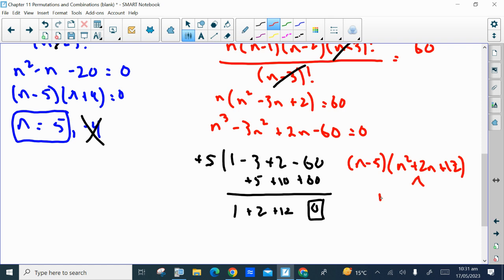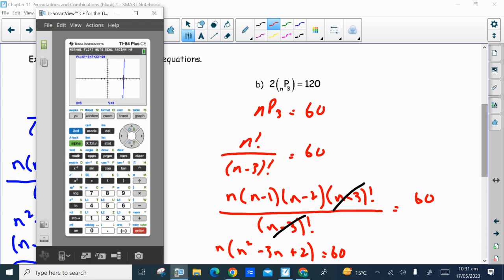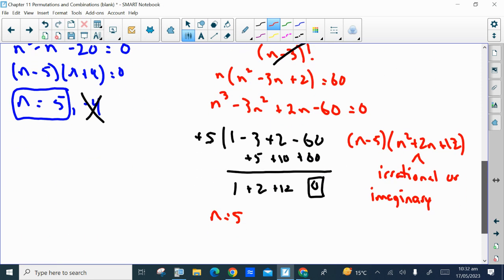So this is irrational, or it actually could be imaginary too. If the discriminant, remember, is negative, that means there are no solutions to that quadratic. You wouldn't know which of those two it is until you use the quadratic formula, but we don't need to. Because if you use the quadratic formula and you do get answers, they will be irrational, because that cannot be factored. So the only answer that will work would be n equals 5, which we can check. 2 times 5P3 does equal 120. So it works.